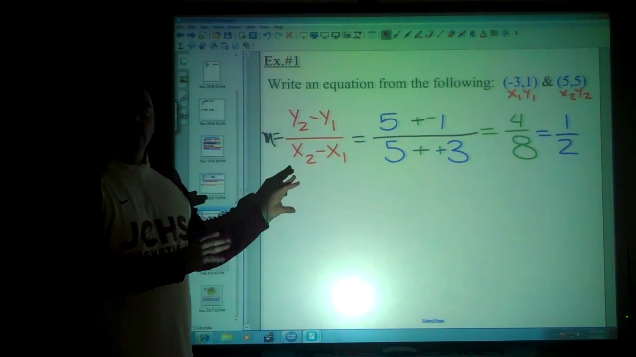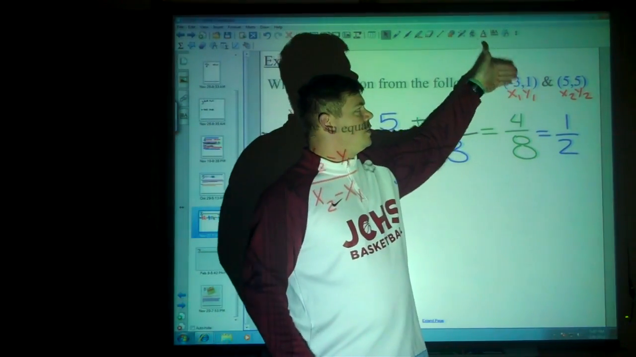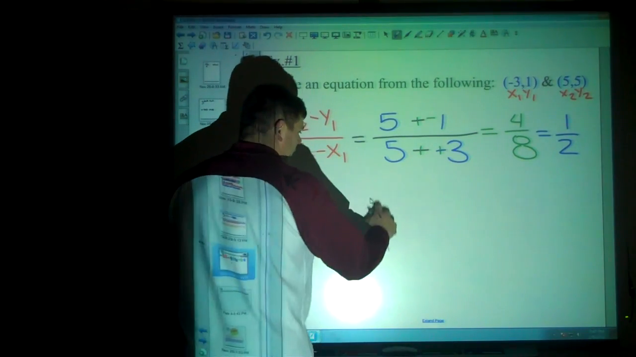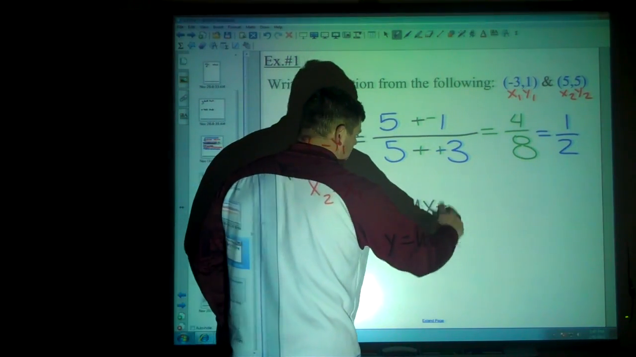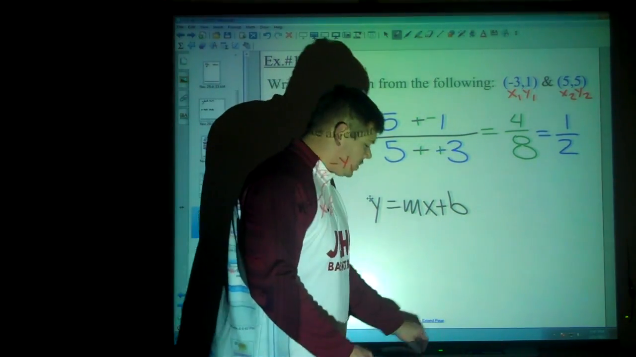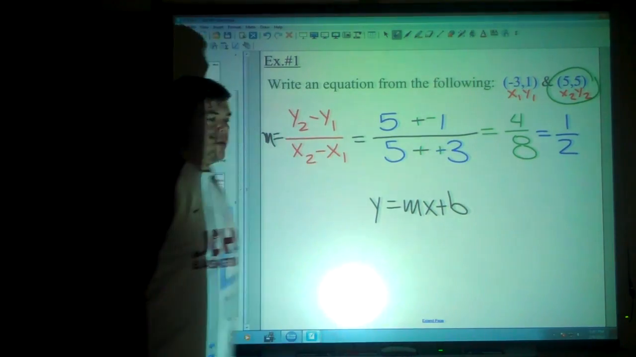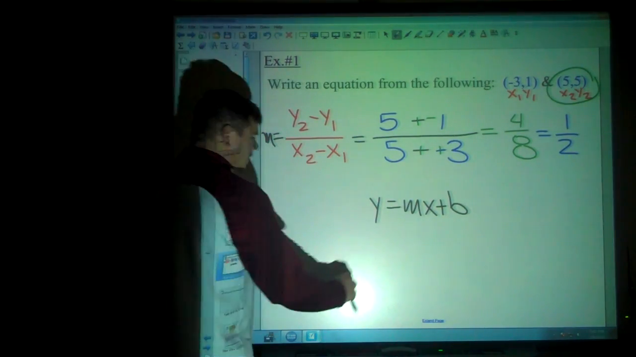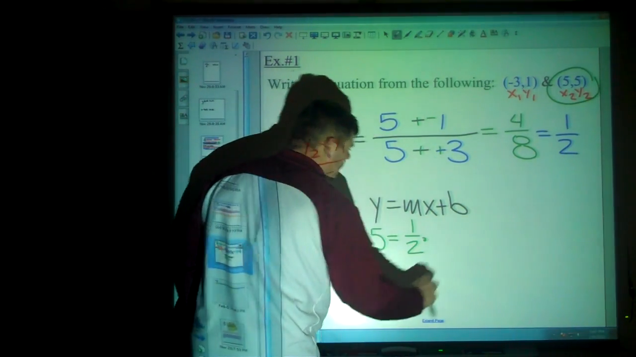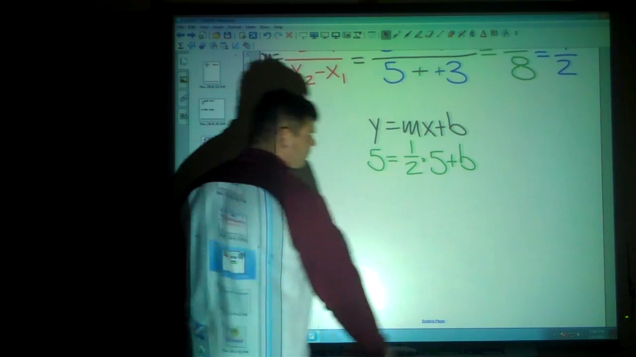At this point now, it's just like what we've already been doing. We take this slope and you choose one of these coordinates. It doesn't matter which one. Whichever one you want to use, you plug it into y equals mx plus b, and we are going to solve for b. So let's just say we use (5, 5). It doesn't matter which coordinate, so I'm going to use (5, 5). That means I'm going to stick a 5 in for y. I'm going to put my slope of 1/2 in for m. I'm going to stick the other 5 in for x. And I don't know the b.